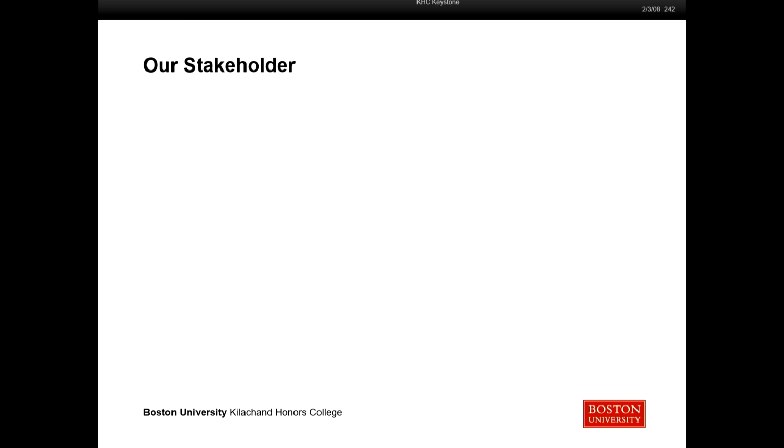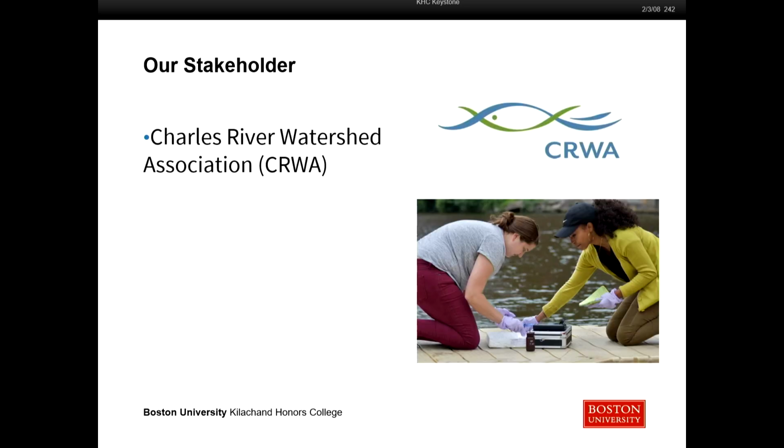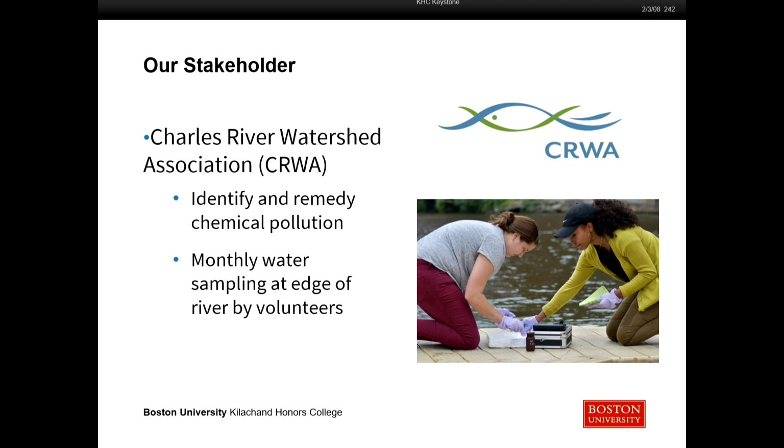So in order to do that, we have been working with our stakeholder, the Charles River Watershed Association, also known as CRWA, and their mission is to identify and remedy chemical pollution in the Charles River, and they do that by conducting monthly water sampling at the edge of the river through a system of volunteers.